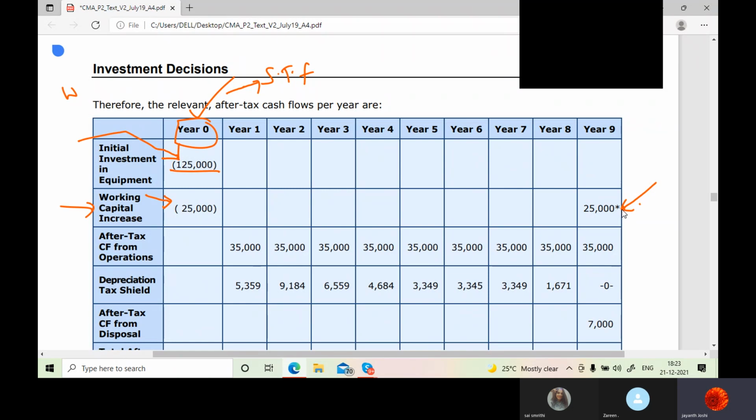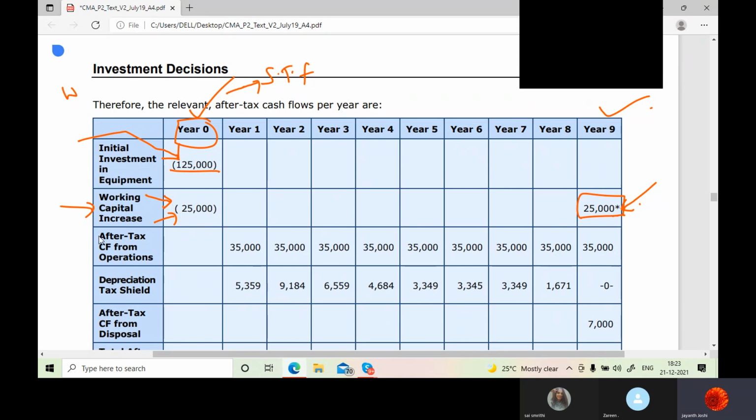If you want, you can make a note of this. See, working capital is always expected to be recovered at the end of the project's life. Here the project is ending by year 9. So we expect this working capital, which is a negative figure here since it is an outflow, to be recovered here. If you have made a note of that, I am moving forward.